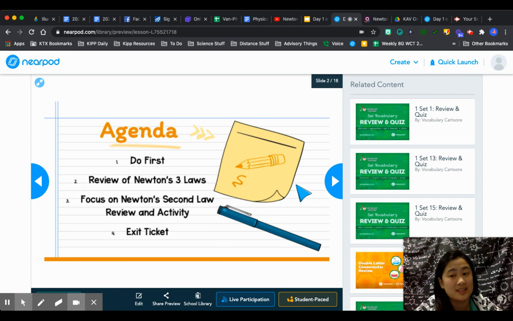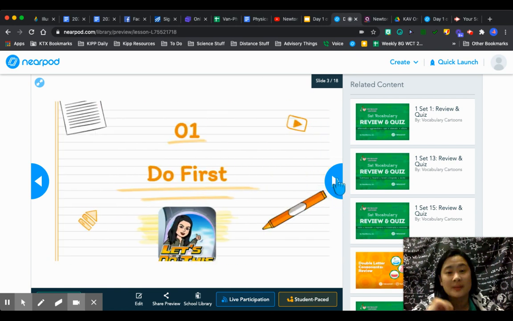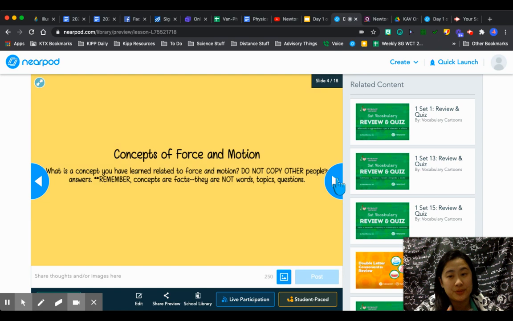So our agenda is a do first, and then we're reviewing three laws of motion, and then focusing on Newton's second law of motion, and wrapping up with an exit ticket. So here's a preview of the do first.